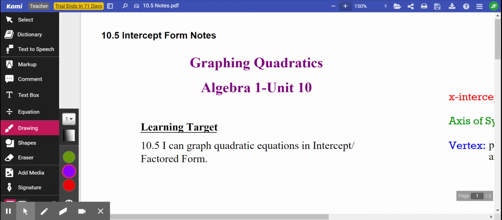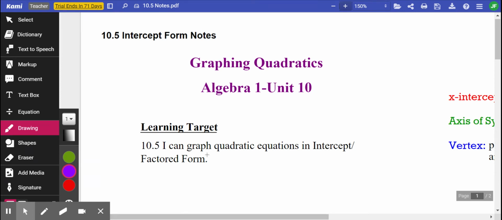Good morning. We're going to continue on with our last method for graphing quadratics. You'll remember the first one was graphing in vertex form, which was when your parentheses had a square on the outside. The second one was in standard form, so ax squared plus bx plus c, which is very familiar from the quadratic formula. And then the last method is when they're in intercept or factored form, and I've seen it called both. I tend to call it intercept form because you're finding your intercepts.